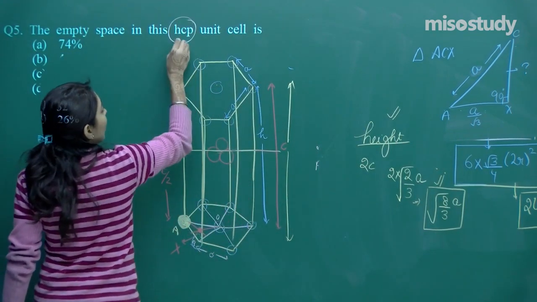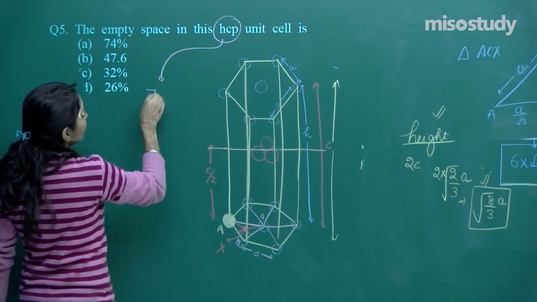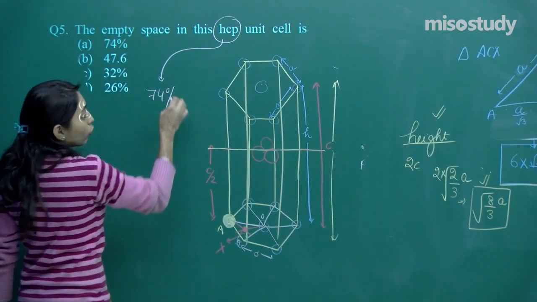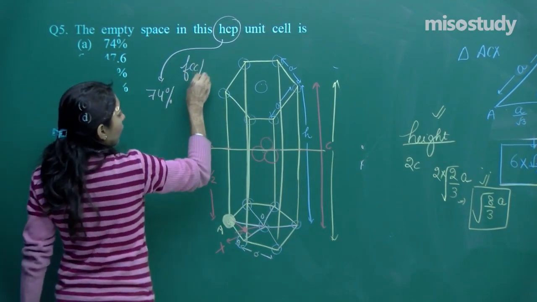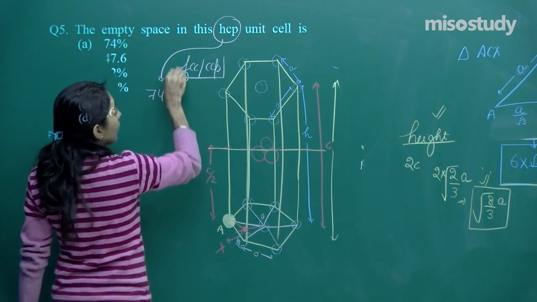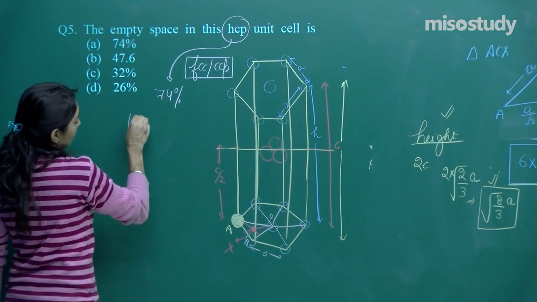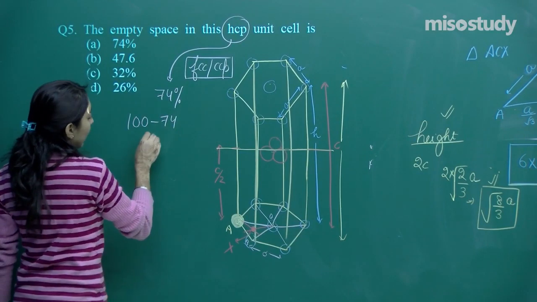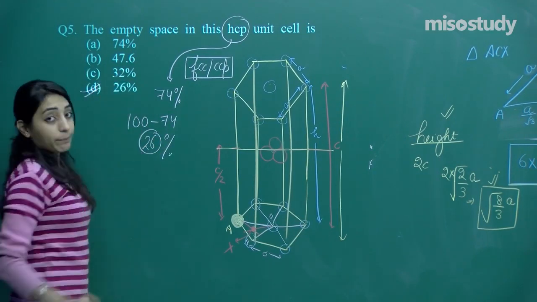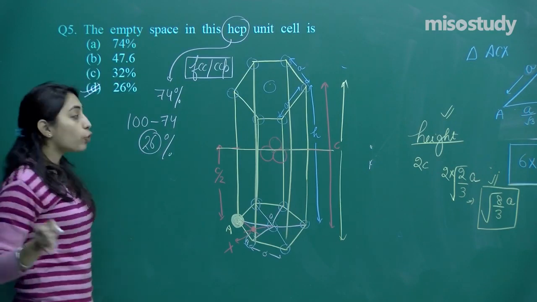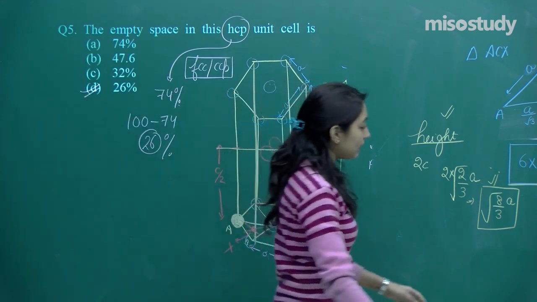In the case of hexagonal closed pack unit cell, you would have marked that the efficiency is 74%. If efficiency is 74%, which is the same as FCC or CCP, what will be the empty amount? So empty space will be 100 minus 74, that will come out to be 26%. So option number D. Now for those who do not remember how to calculate this 74, this will also be very easy for us.